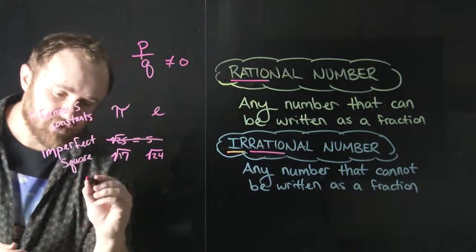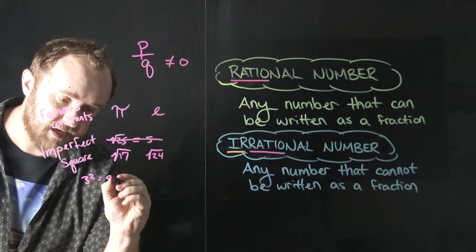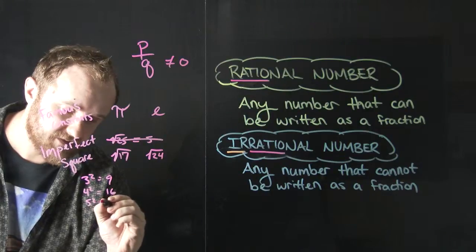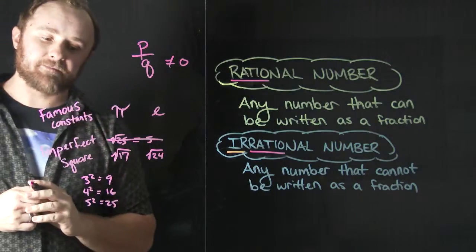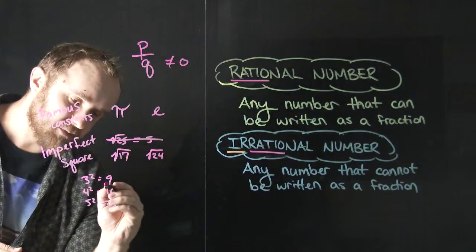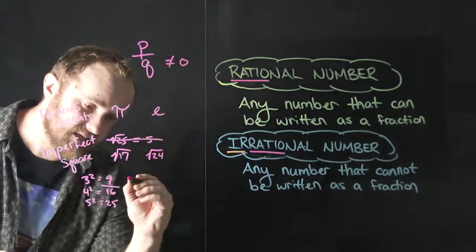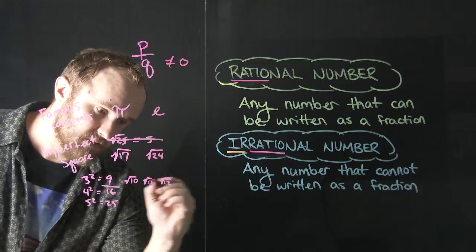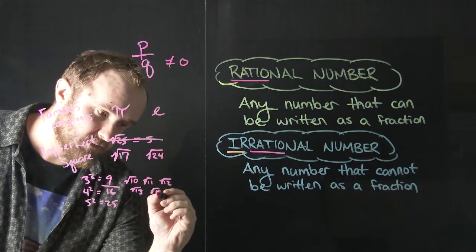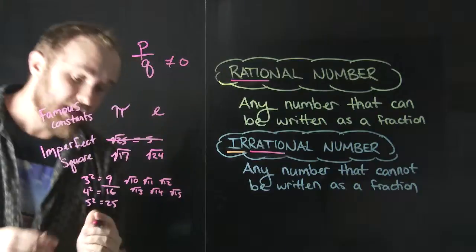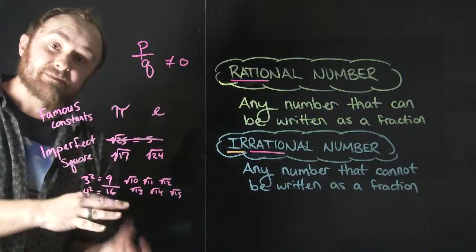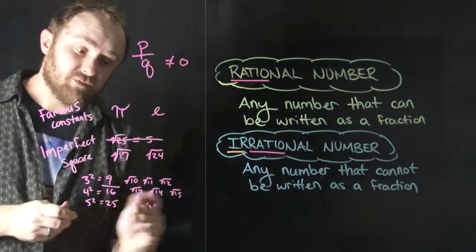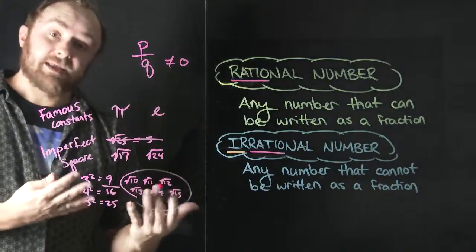Because for every perfect square, 3 squared is 9, 4 squared is 16, 5 squared is 25, and so on, we also have numbers in between here. So in between 9 and 16, I'd have the square root of 10, the square root of 11, the square root of 12, the square root of 13, the square root of 14, and the square root of 15. And as the numbers grow, these gaps become larger and larger, and we have more and more numbers in between. So we have infinitely more irrational numbers because all of these are imperfect squares.